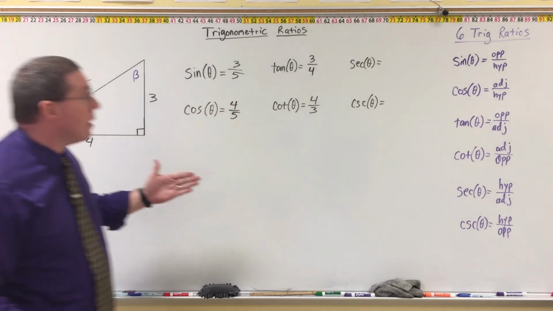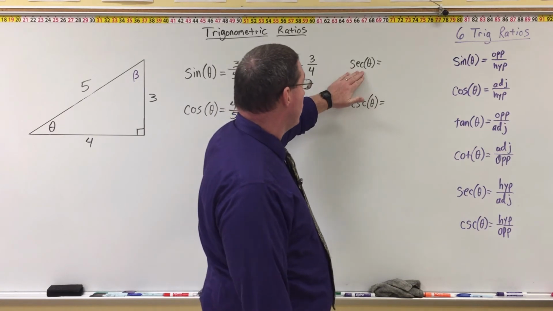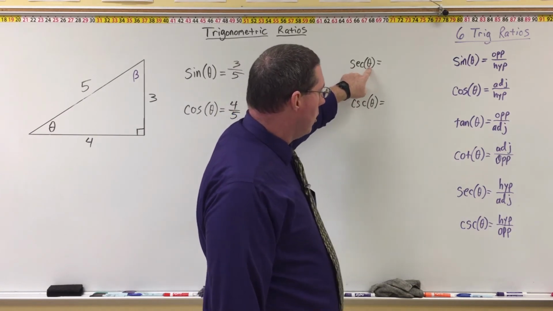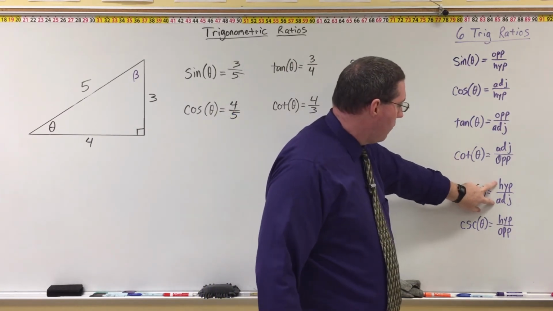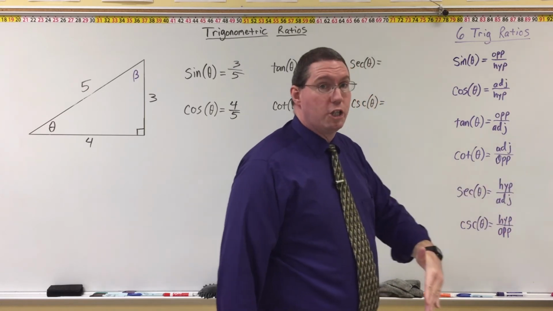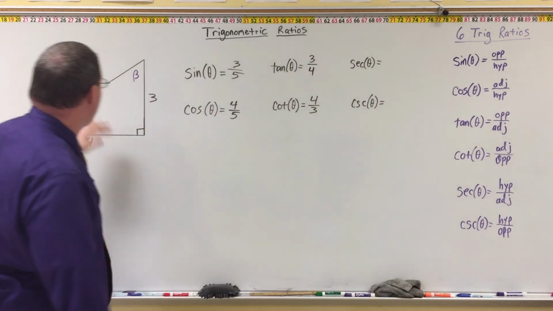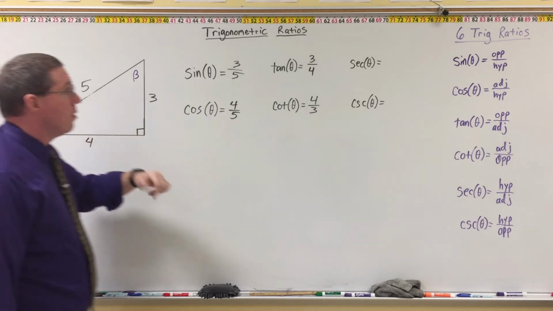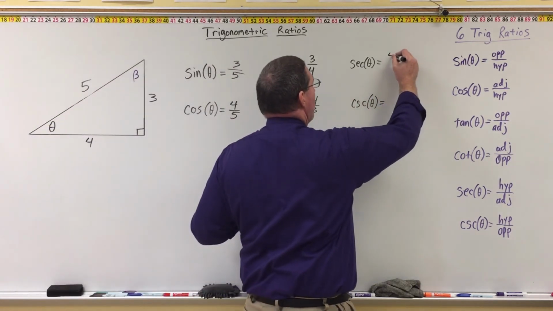Okay? So secant creates a connection between the angle measure and the lengths of the sides hypotenuse to adjacent. Okay? And hypotenuse is 5, adjacent is 4, so secant is going to be 5 over 4.